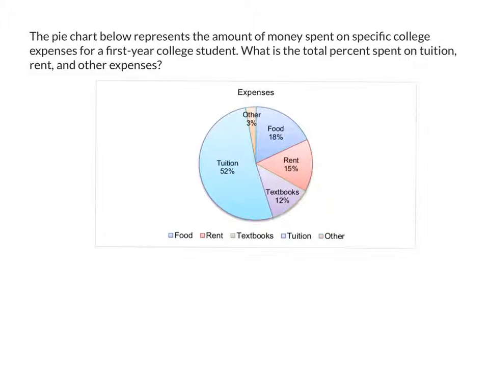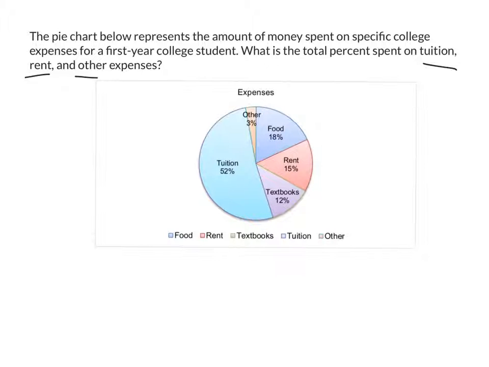The pie chart below represents the amount of money spent on specific college expenses for a first-year college student. What is the total percent spent on tuition, rent, and other? So here we have a pie chart, and each section of the pie chart represents a certain percentage of expenses. We want to find the total percent spent on tuition, rent, and other. So that means that I'm going to identify the percentages for each individual area and then add them together to find the total.